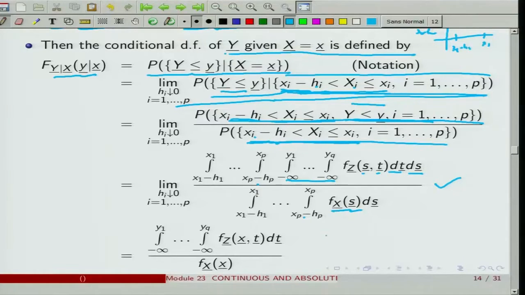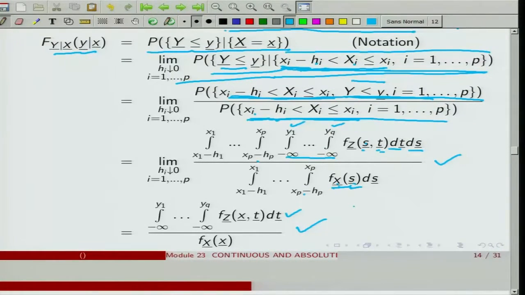One way, a rough or very loose argument, is that you can apply the L'Hopital rule. It is not a very rigorous argument, but one can apply it. This is a 0 by 0 case, so you have to differentiate. When you differentiate, the x I minus h I remains, and when h I goes to 0, the argument gets replaced by x. So, this is the same as minus infinity to y 1, up to minus infinity to y q, f z, x t d t, divided by f x x. That is what you get.